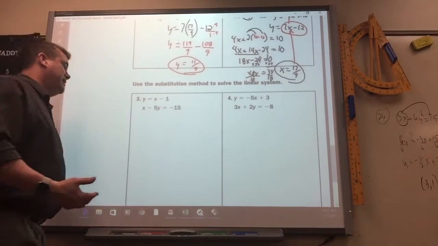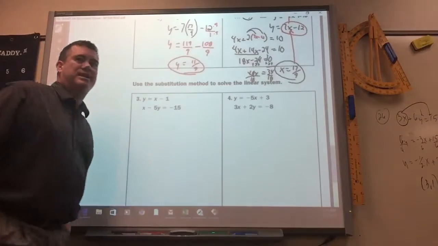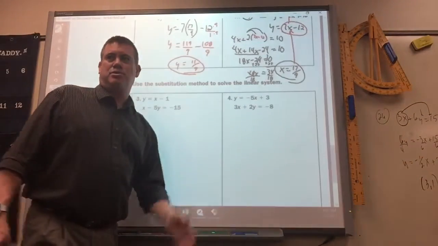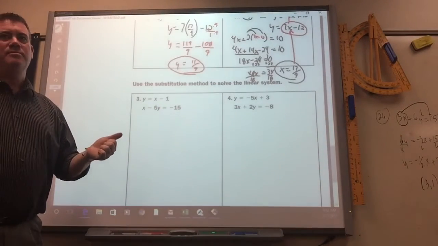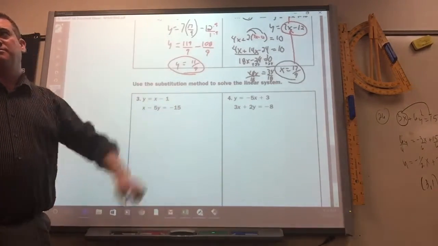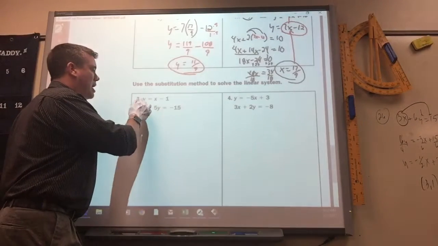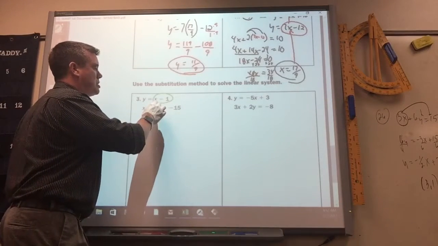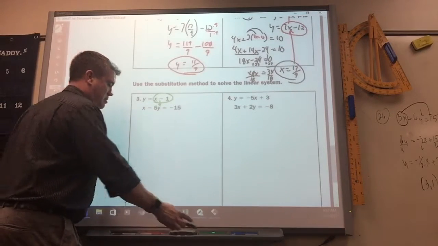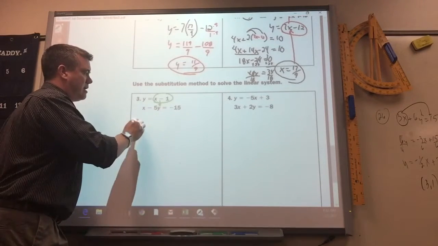So like I said, we're just going to do the ones today where there already is a letter by itself, so you don't have to move anything yet. And then tomorrow we're going to do a few of these where you got to get a letter by itself. So here the y is by itself. So you just got to put x minus 1 in place of the y in the other equation. So you got to rewrite it.